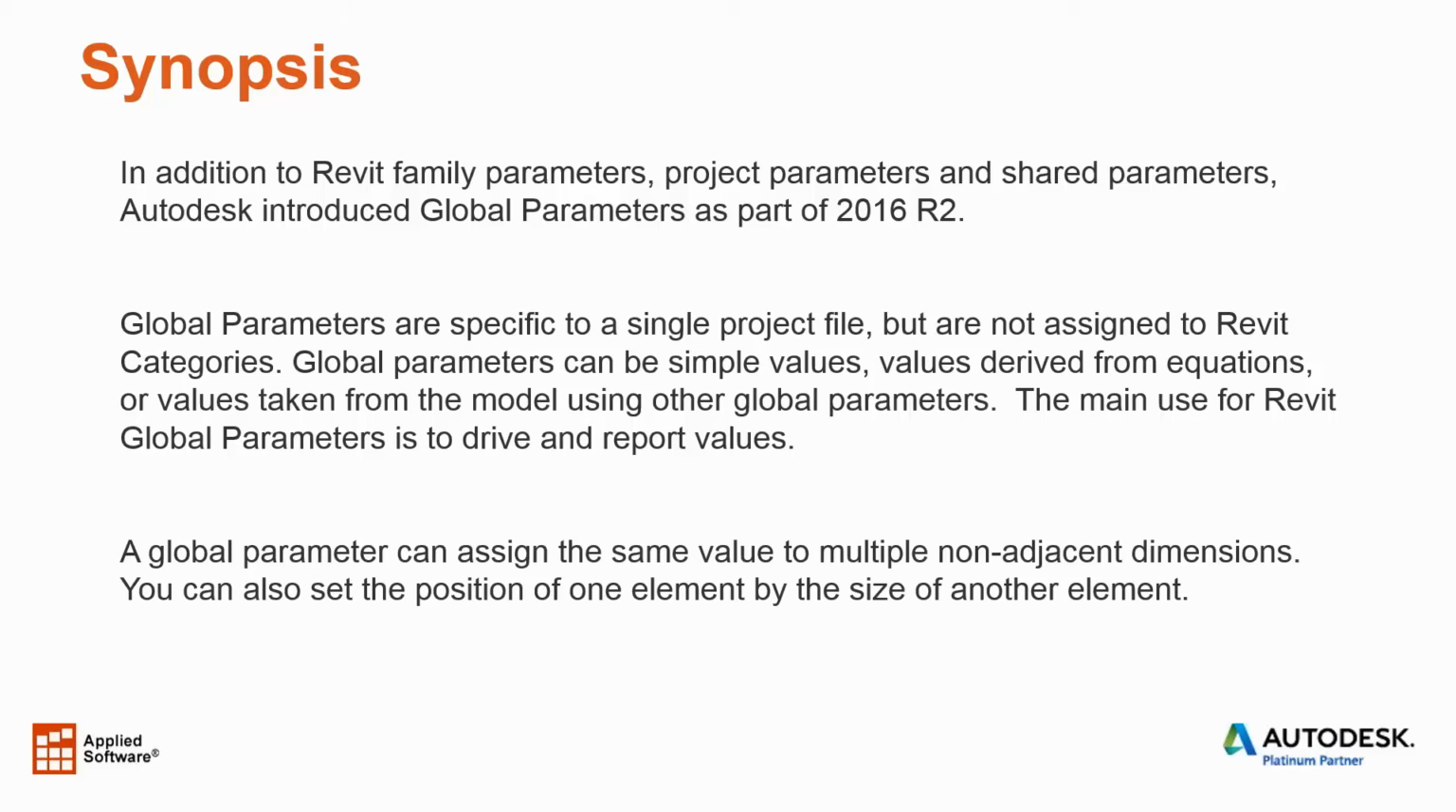They are simple values derived from equations or values taken from the model using other global parameters. The main use for the Revit global parameter is to drive and report values. A global parameter can assign the same value to multiple non-adjacent dimensions. You can also set the position of an element by the size of another element.